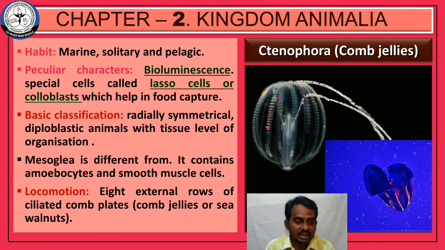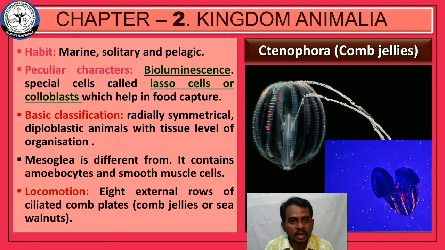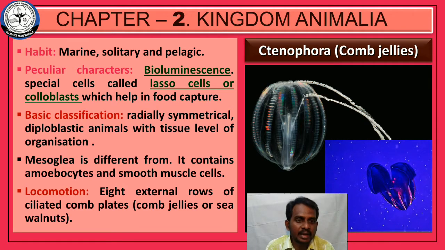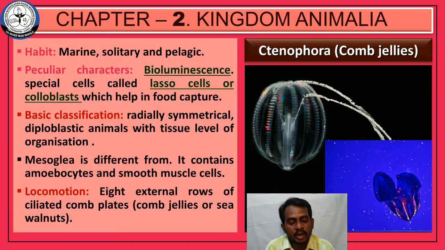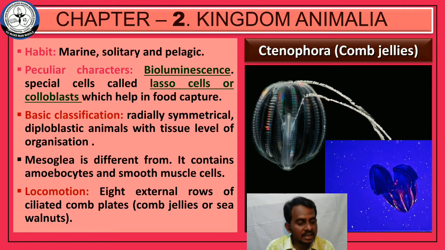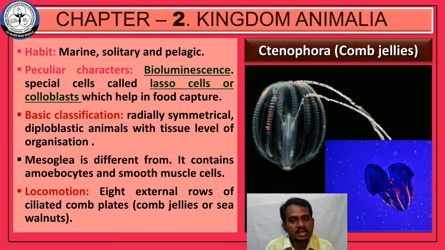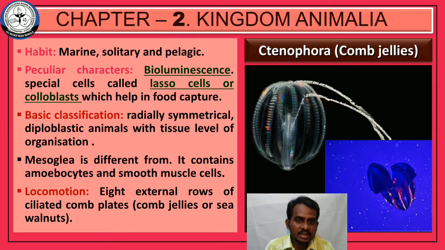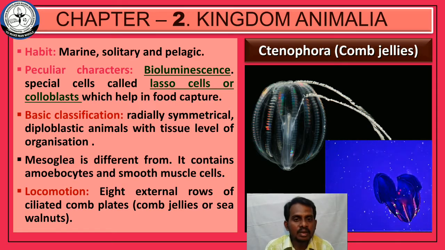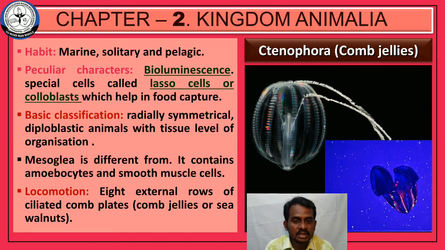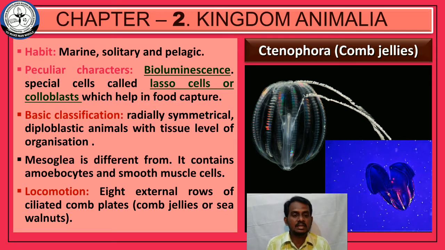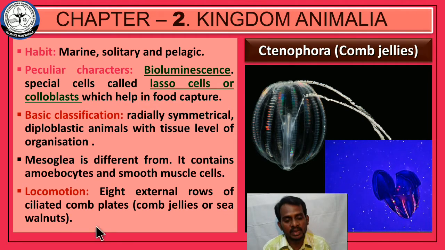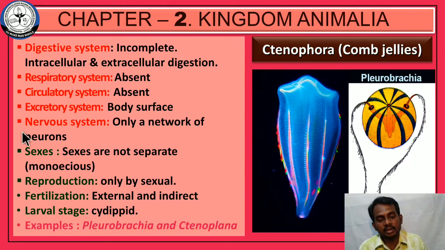Okay, so what are the characteristic features we discussed in this part? One is fully marine animal, and second one is bioluminescence and CL cells. What is CL cells? Colloblast and lasso cells, and another is basic classification. And mesoglea differentiates into amoebocyte cells, and finally it contains 8 rows of comb plates. In the next part we are going to discuss the internal structure or various organs of this animal.